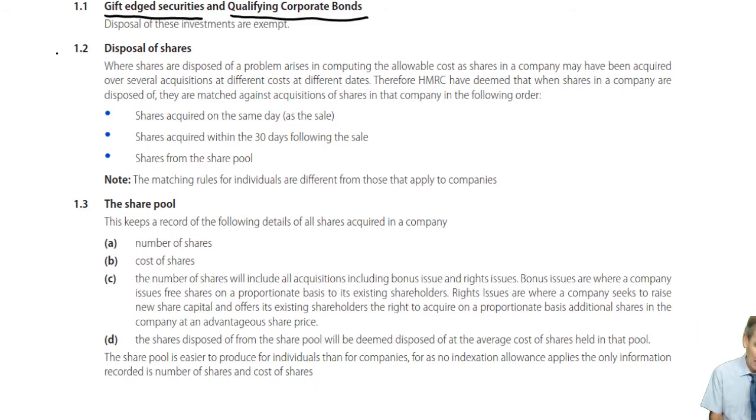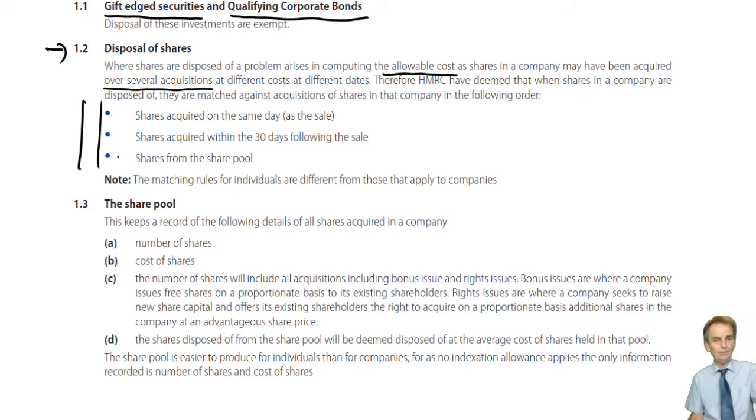So here in section 1.2, disposal of shares. As we've just said, our problem is determining the allowable cost, as we've acquired over several acquisitions and at different costs at different dates. Therefore, we have the rules by which we will match a disposal with the particular shares now deemed to be disposed of. So what are the rules that you need to learn?